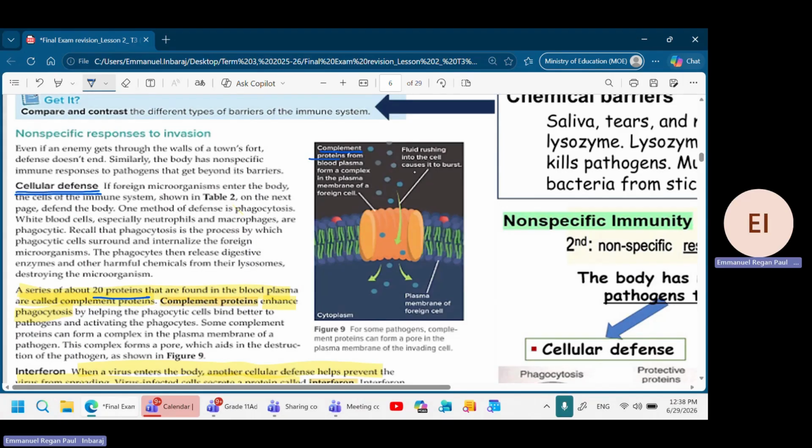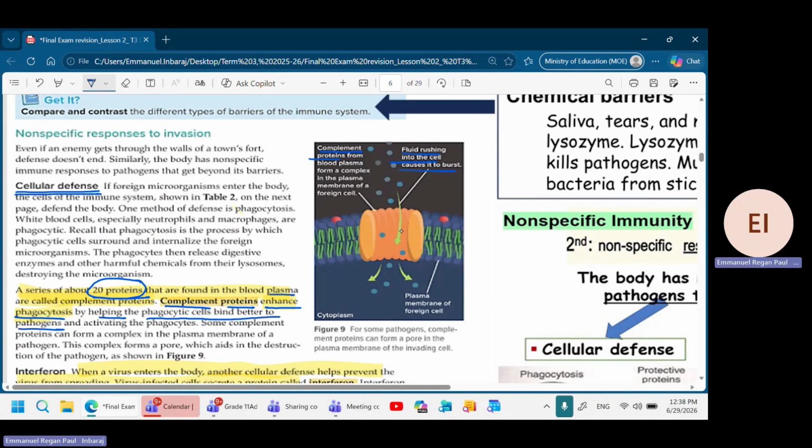Complement protein. And the fluid rushing into the cell causes this to burst. You see, what is this? This is called a complement protein. It is made up of 20 proteins, and they are found in the blood plasma. Now, what do they do? They enhance phagocytosis by helping the phagocytic cells bind better to the pathogen.